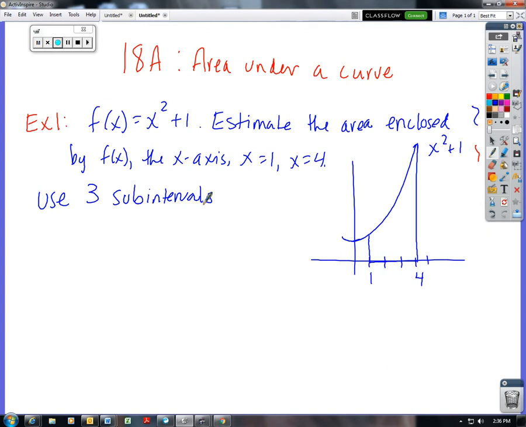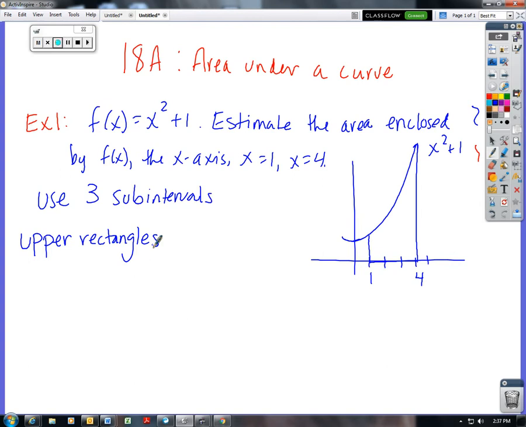So there are 2 ways you can do your rectangles. Actually, there's 3 ways you can do rectangles. But the IB is just doing what they call upper rectangles and lower rectangles. So we'll set it up using upper rectangles and then we'll set it up using lower rectangles.